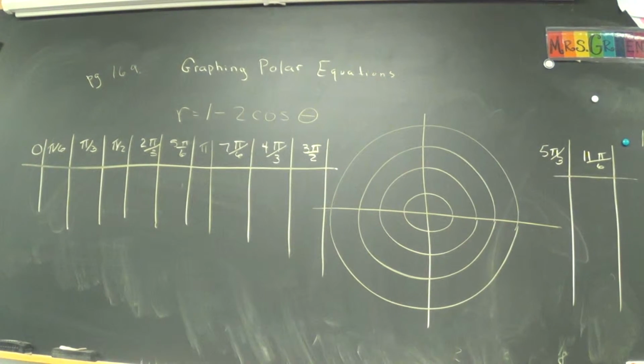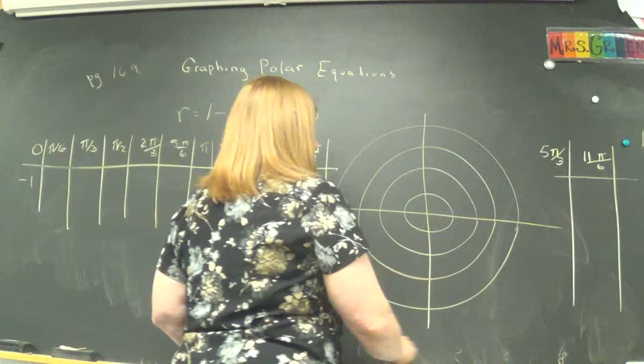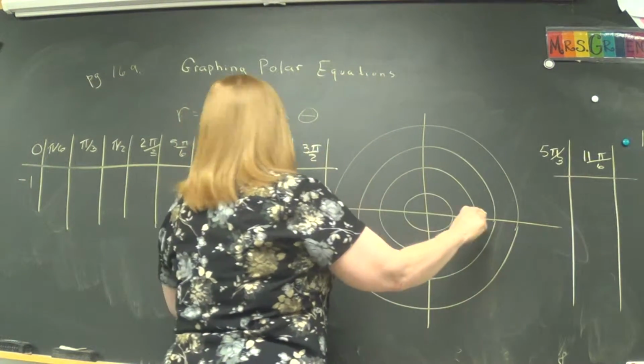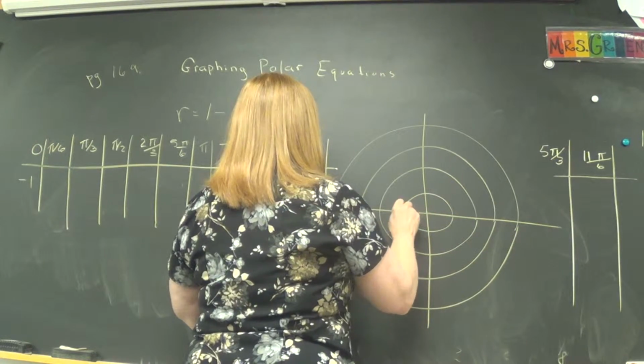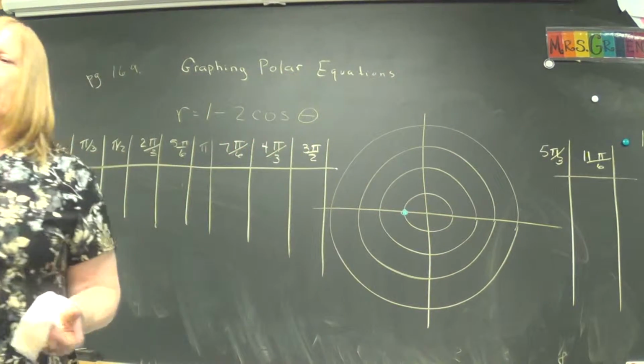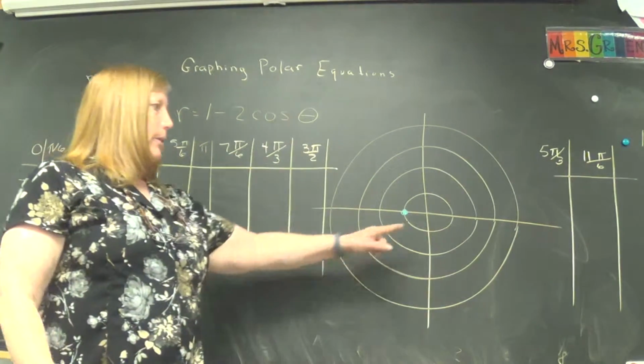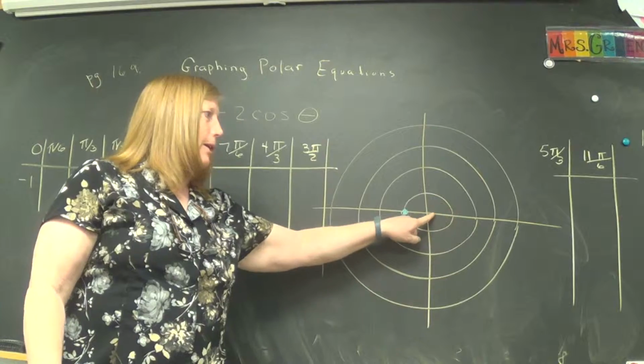Alright, I forget where we were. So Hannah, you put in 0, Molly, pi over 6, Bailey, pi over 3, and Allie, pi over 2. I got negative 1 over 6. Negative 1. Alright, so as Hannah gives them to me, I'm going to graph them. So here's 0. So negative 1 on the 0 line is back here. We can have negative numbers. They just go backwards on the angle that we're on. So here's 0 line, so we go backwards 1.